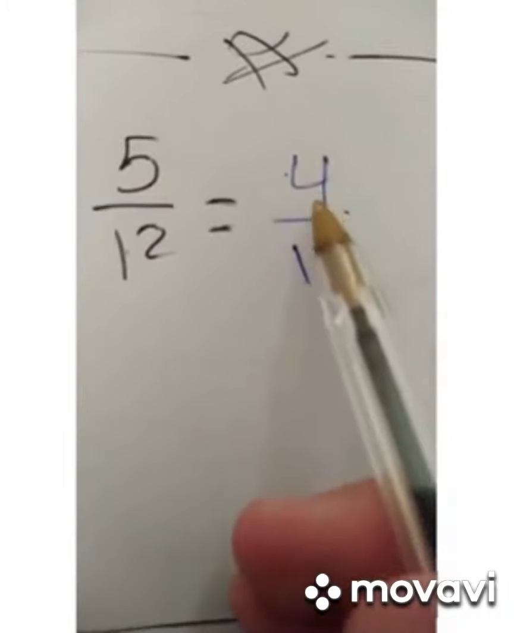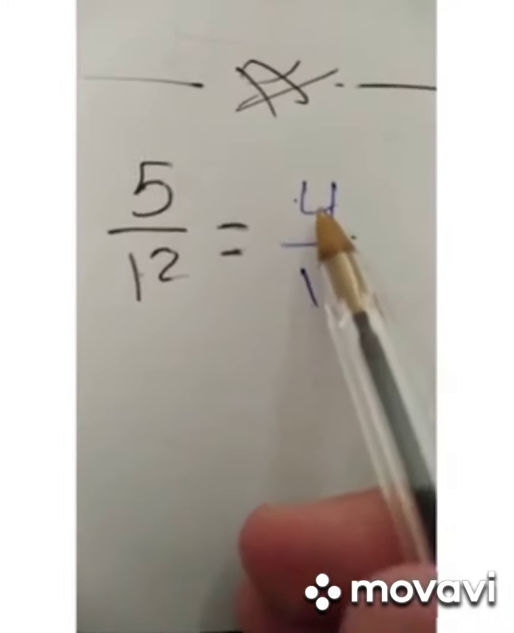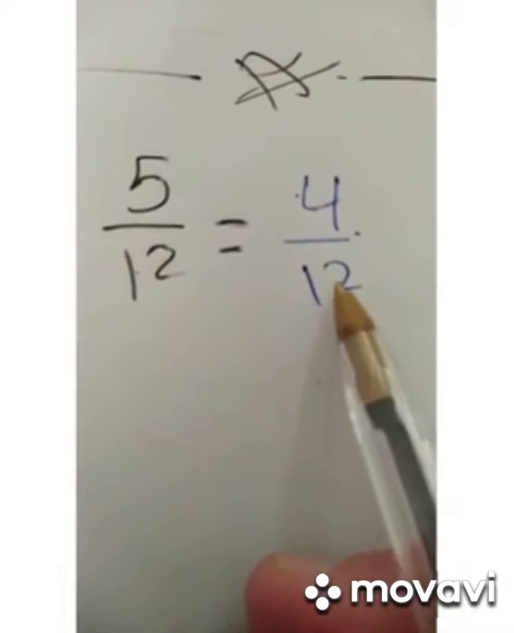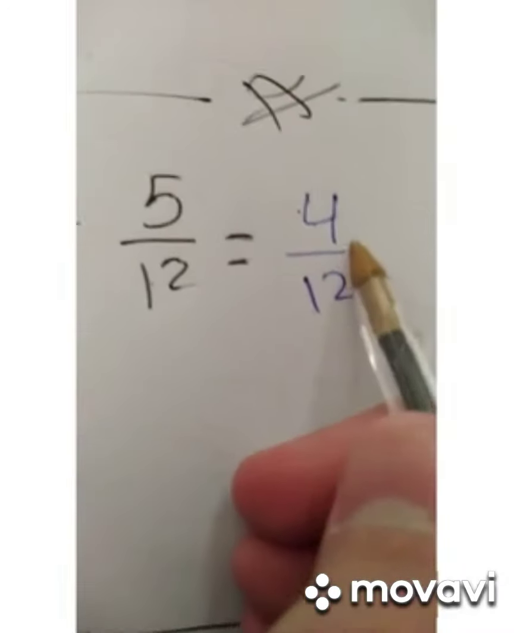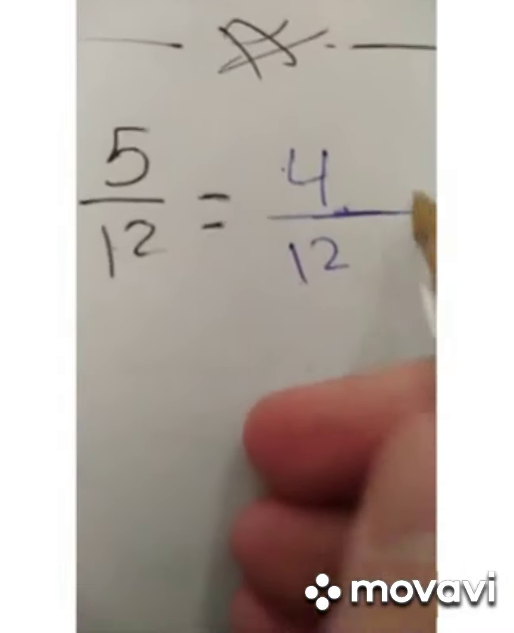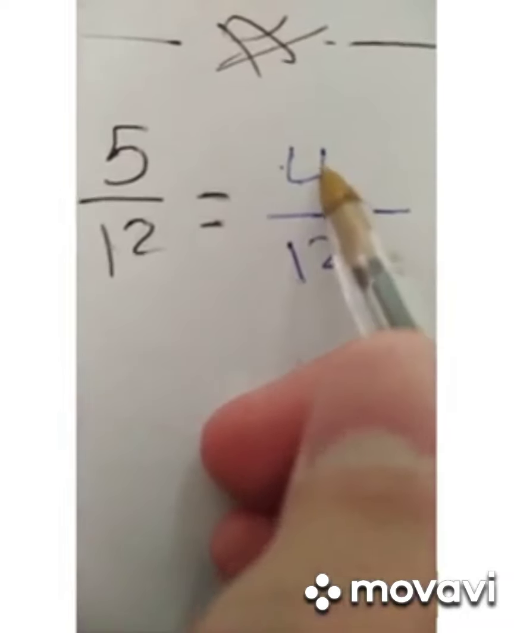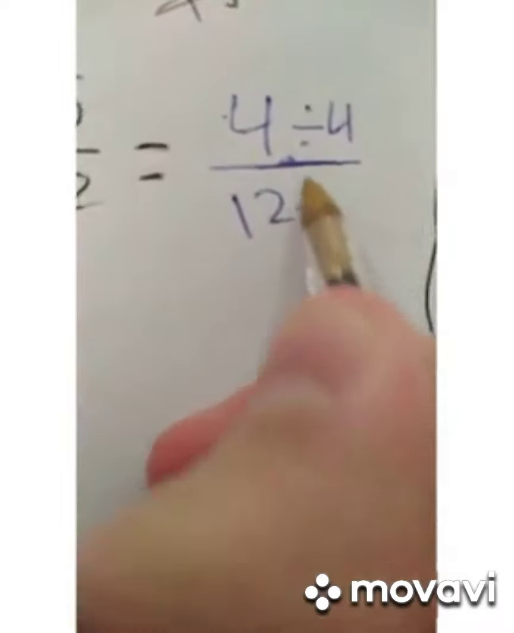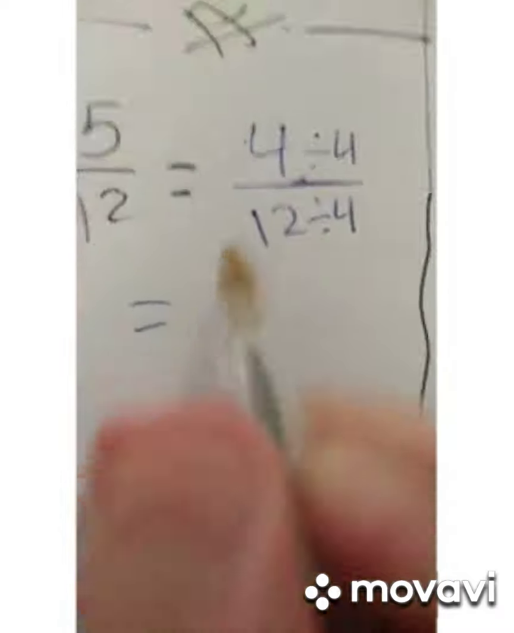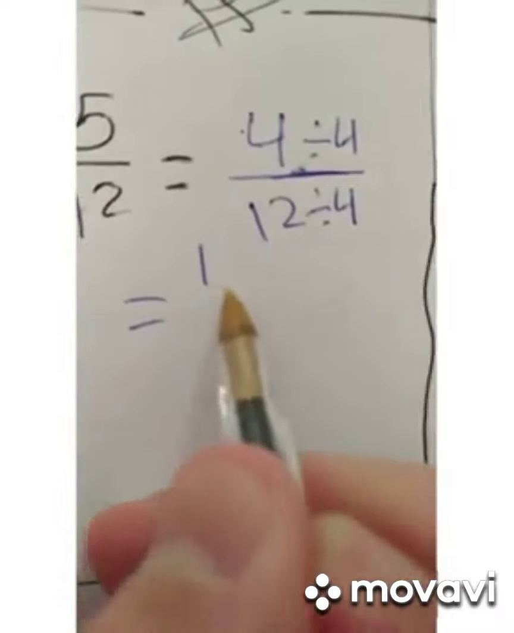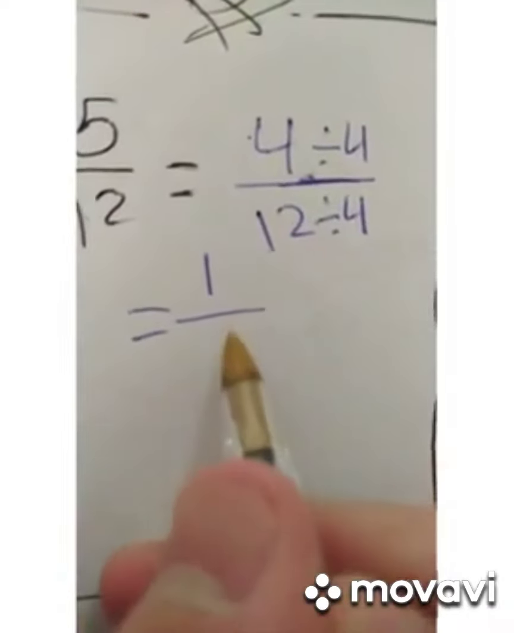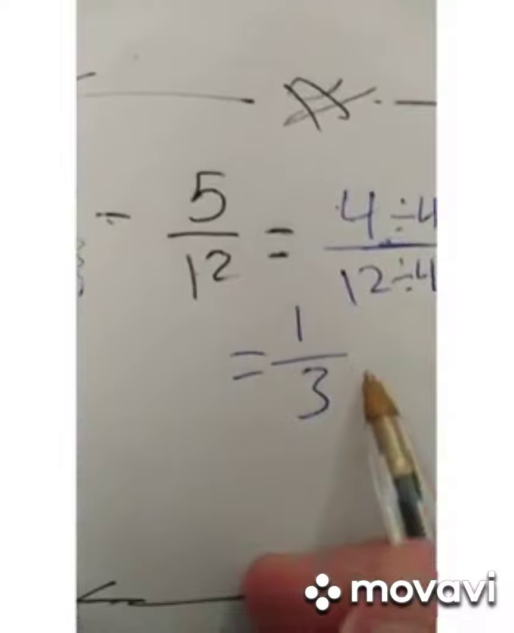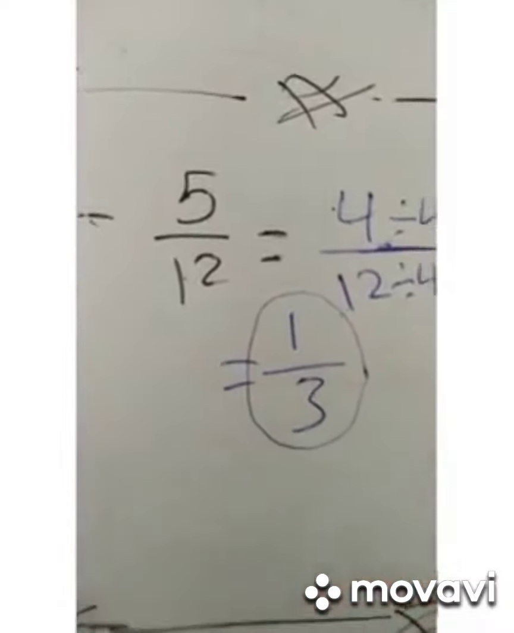No, it is not in simplest form. Why? Because if you get the GCF of 4 and 12, it will be 4. So we will divide up and down by the GCF. The GCF of 4 and 12 is 4. So divide up and down over 4. 4 over 4 equals 1 and 12 over 4 equals 3. So our fraction now in simplest form is 1/3.